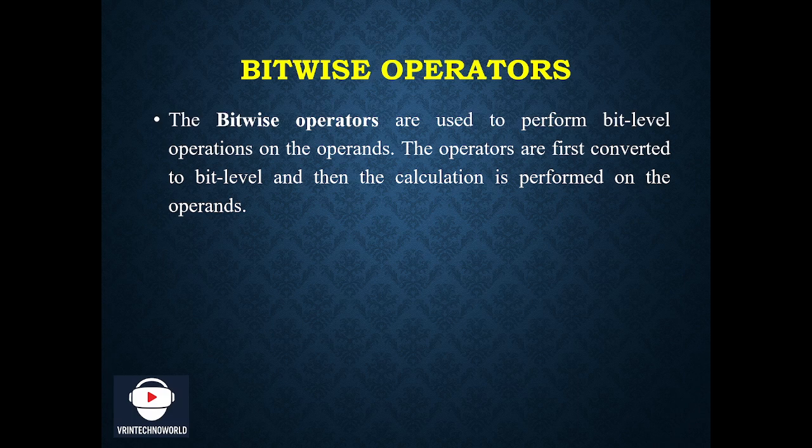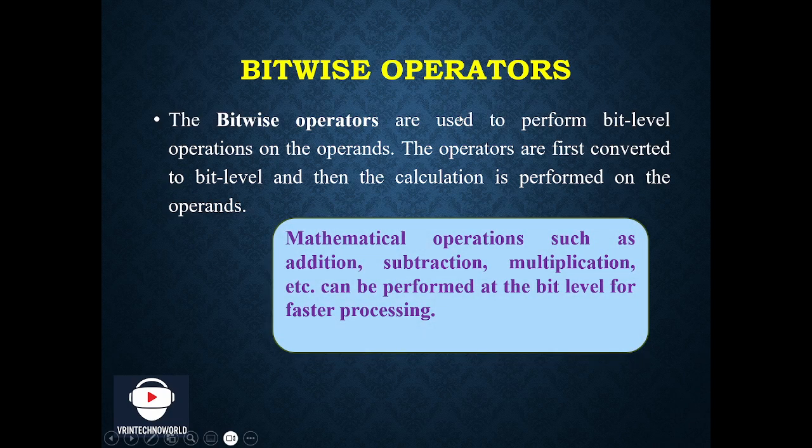After that, bitwise operators. These are the third type of operators, and they are used to perform bit-level operations on the operands. As I have told you, operands are the variables on which we perform these operators. These operators first convert the operands into bits, then the calculation is performed. Mathematical operations such as addition, subtraction, multiplication, etc. can be performed at the bit level for faster processing. Actually, these operators are used for faster processing.